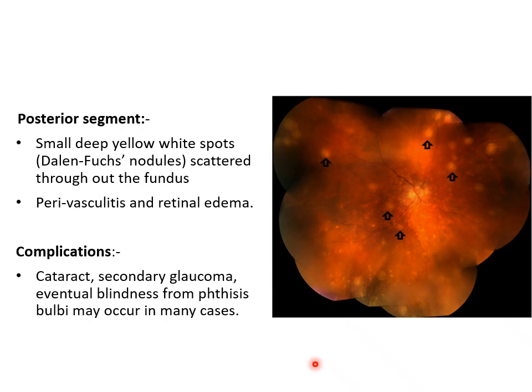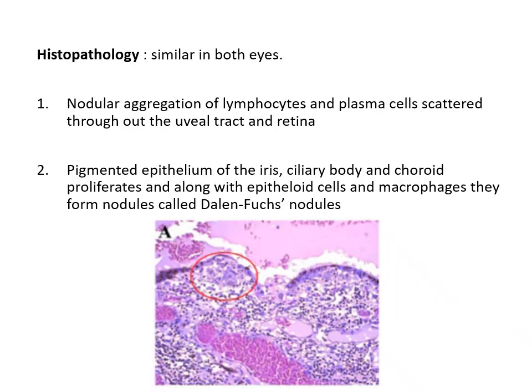They can be seen in VKH as well as in sarcoidosis. Perivasculitis and retinal edema, these are the complications. Again, complications are common to all posterior uveitis. Now, this is a Dalen-Fuchs nodule.